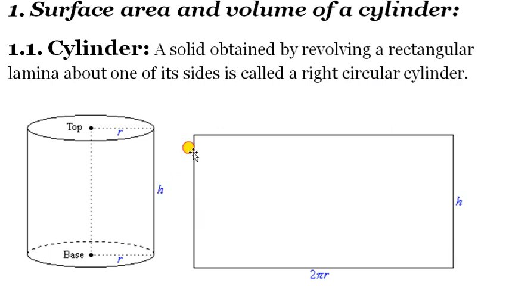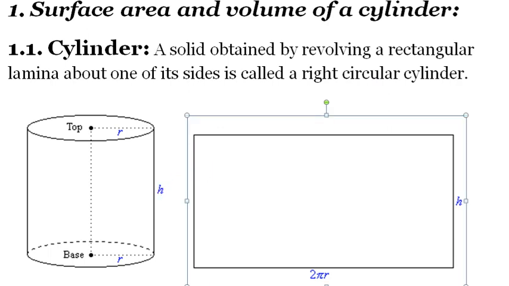It can be this side also, it can be this side also, it can be this side. With respect to this side, if you revolve this rectangular shape, then you will get a cylinder. Is that clear? If you revolve this rectangular shape, you will get this kind of shape.